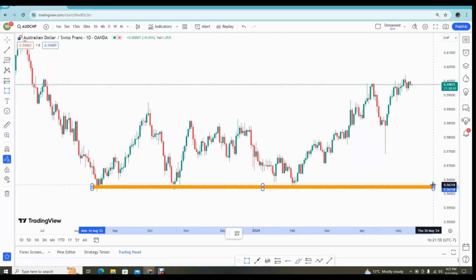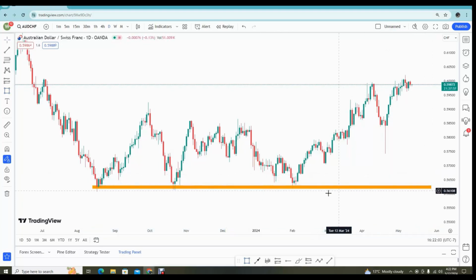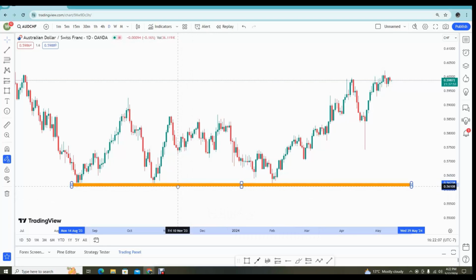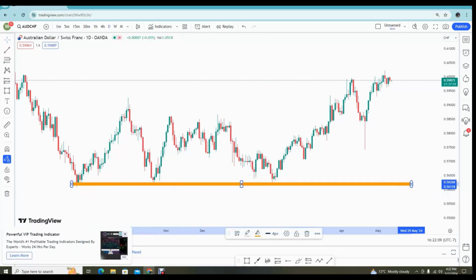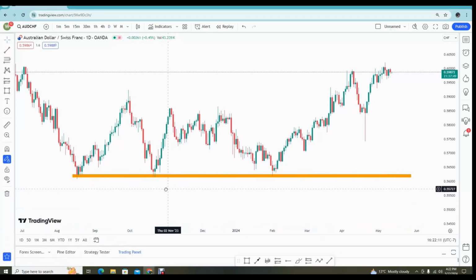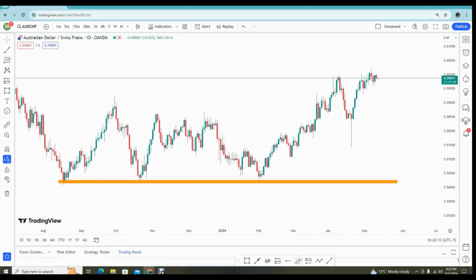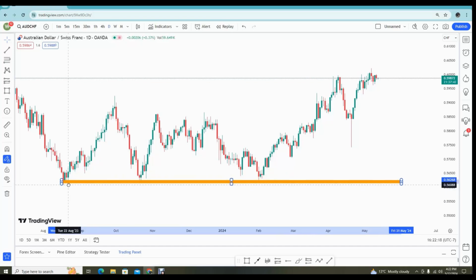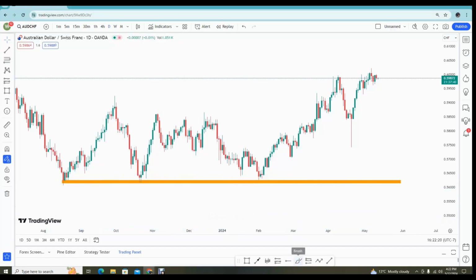Now we can see that the market, at this point, created the zone. We got a first touch here. You can see that we got a first touch here, we got a second touch here, and we got a 30th touch here.